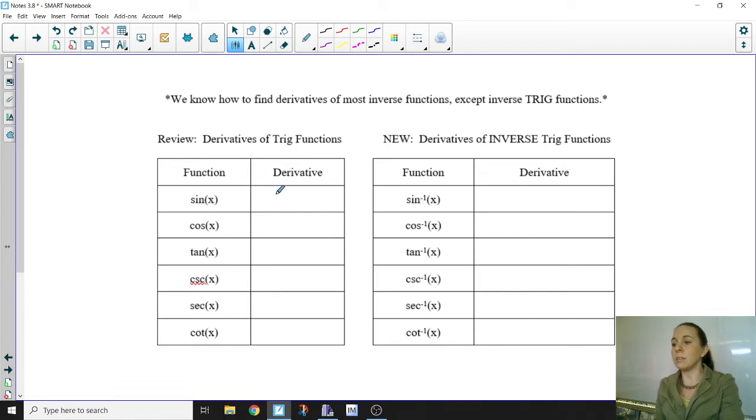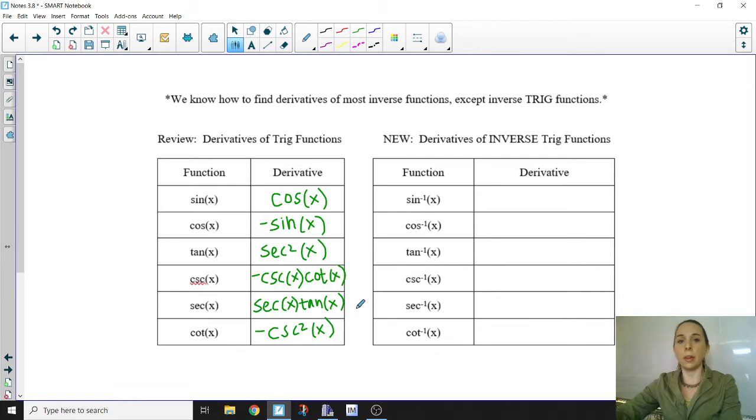The derivative of sine is cosine, right? Maybe you want to pause and test yourself. Can you fill out this column right here? You should be able to, okay? And then come back to me. I think I'm going to do the same thing. I'm going to pause. All right, I'm back.